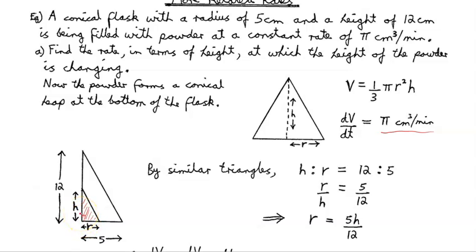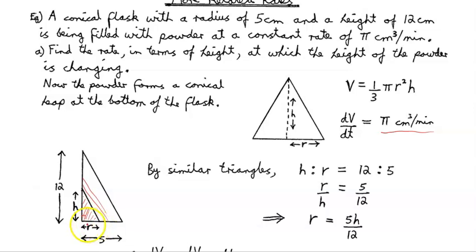Okay, and we're interested in the rate at which the height of the powder is changing. So as it changes, it's going to fill up and keep filling up, forming this conical heap ultimately until the cone itself is full. Along the way, at any instant, it's forming its own little cone shape within the larger cone. So we can use similar triangles here.